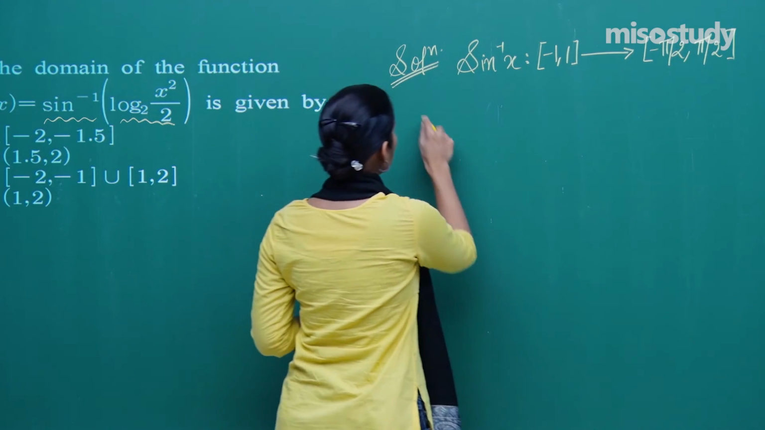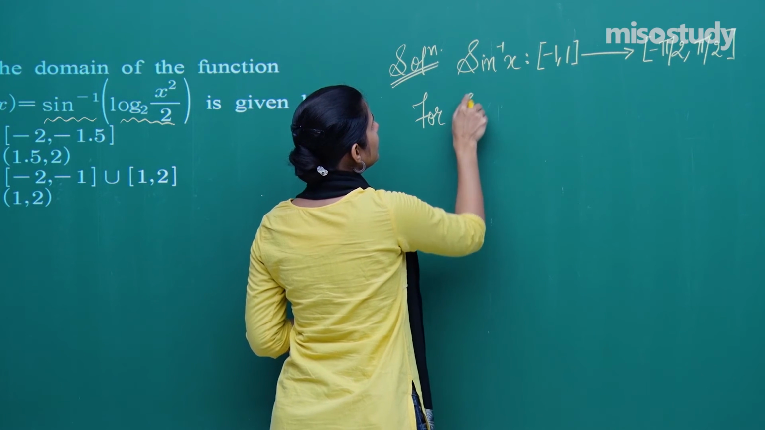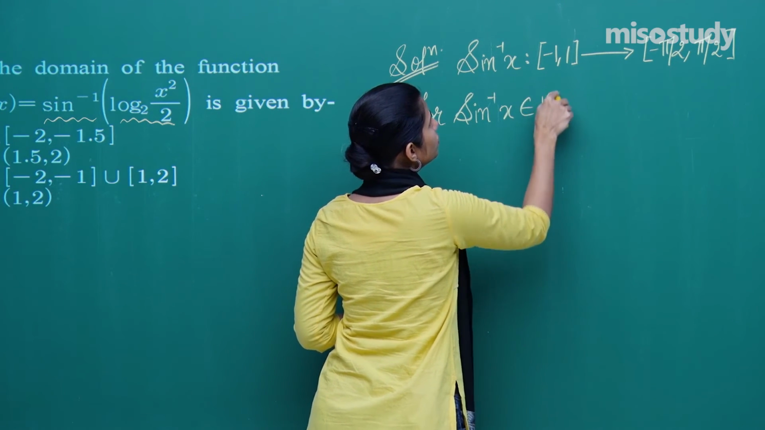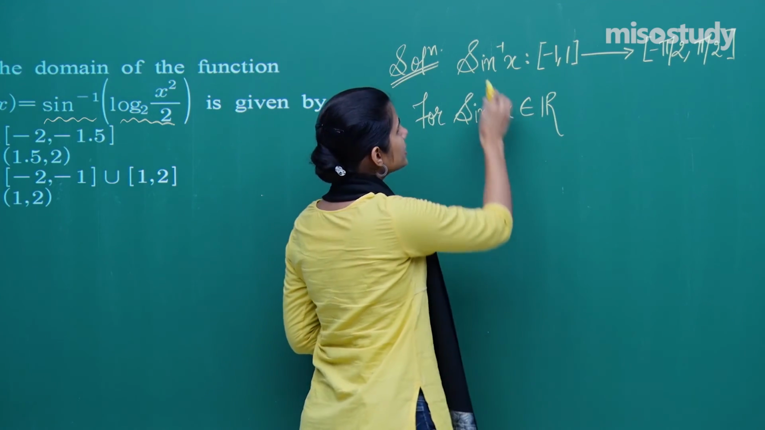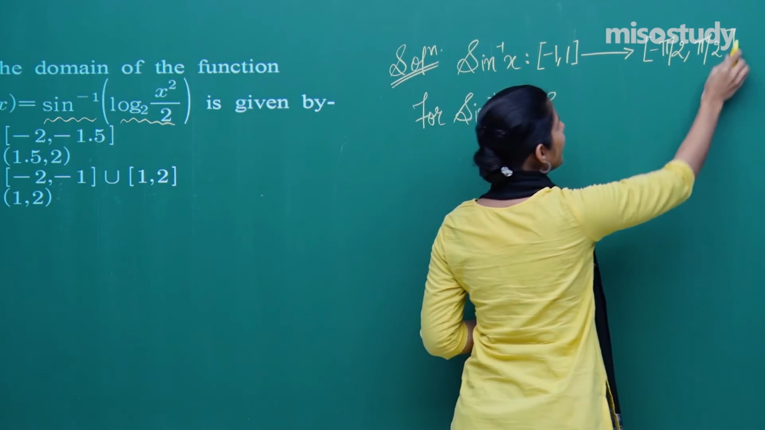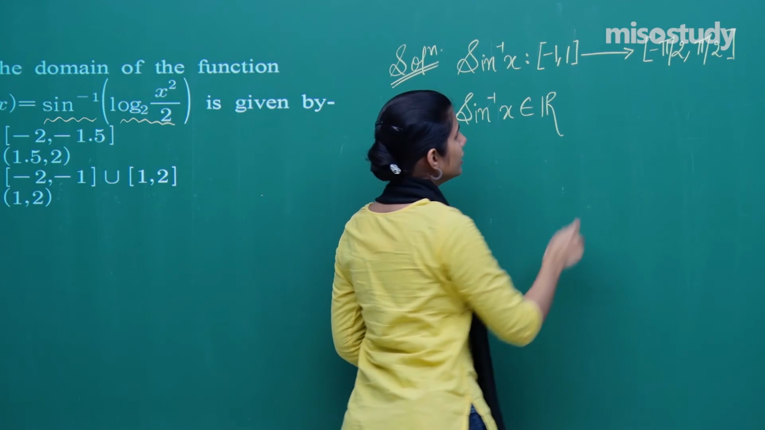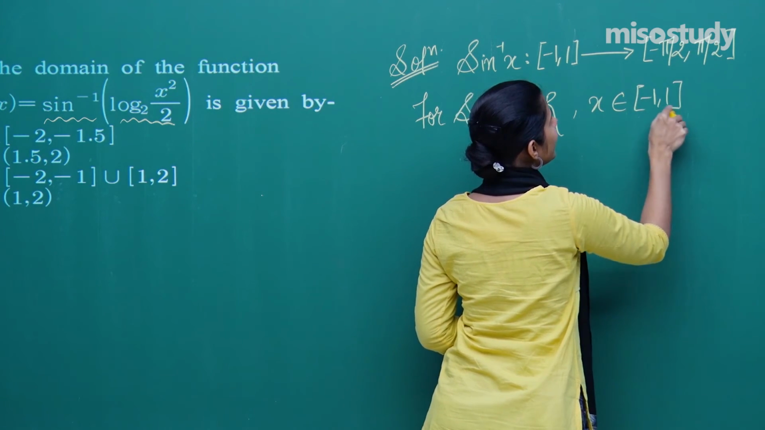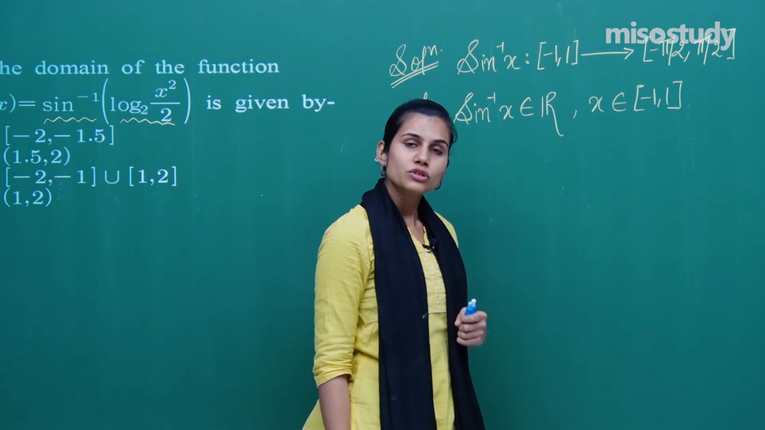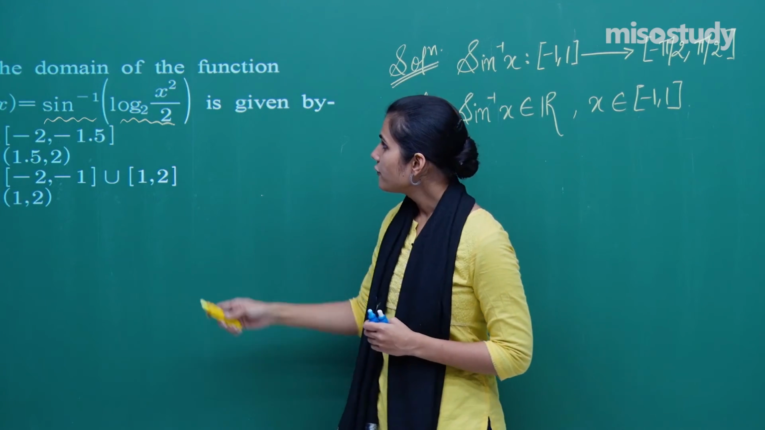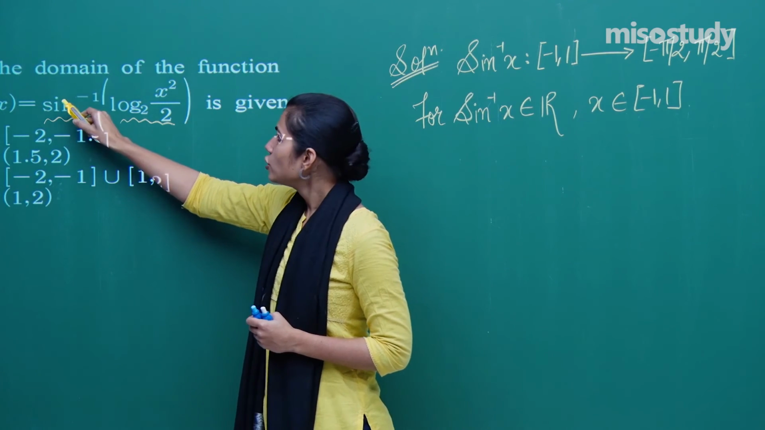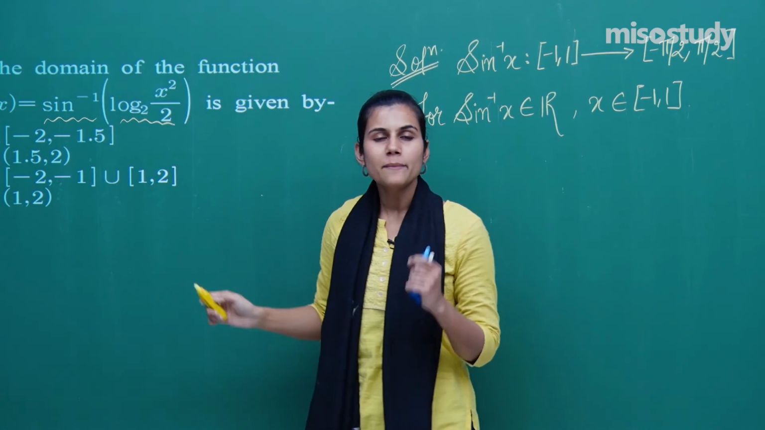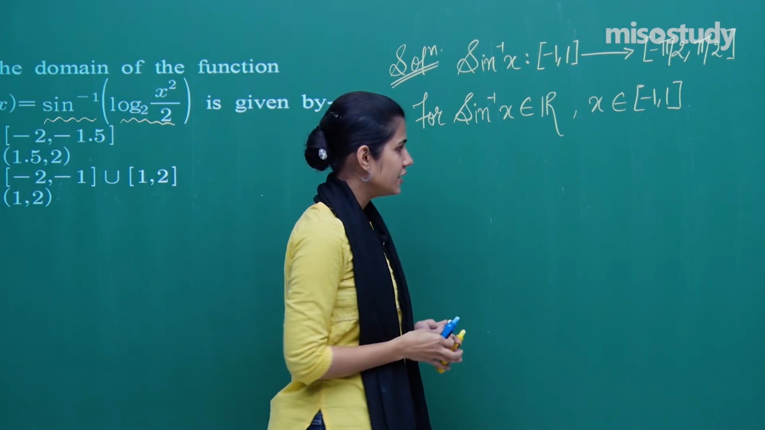That means for sine inverse x to belong to reals, or for sine inverse x to belong to -pi by 2, pi by 2, x should come from the valid domain for sine inverse, which is minus 1, 1. And therefore, for sine inverse to act upon something, this something should come from the domain of sine inverse.